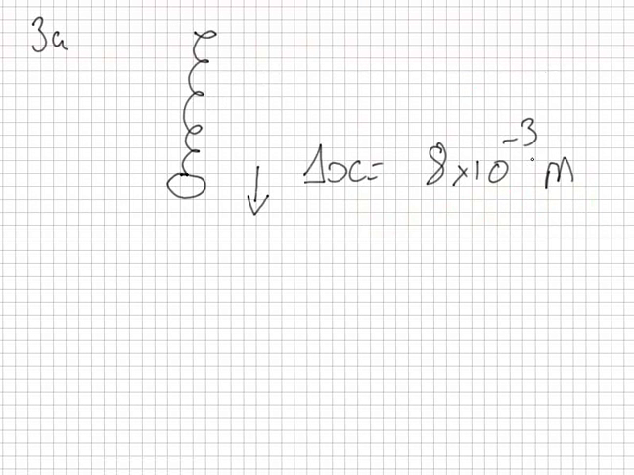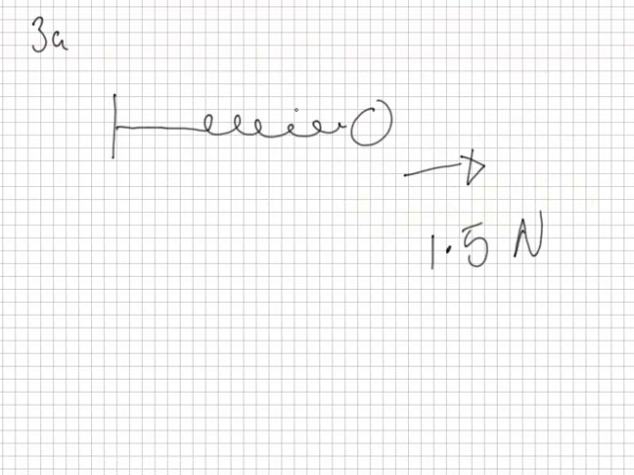You know what, I'll draw it the other way around to make it a bit easier. I'll draw it on the table. So somebody pulls this with a 1.5 Newton force, and that causes it to become 8 millimeters bigger. So that's 8 times 10 to the minus 3 meters bigger. Okay, determine the constant for the spring.